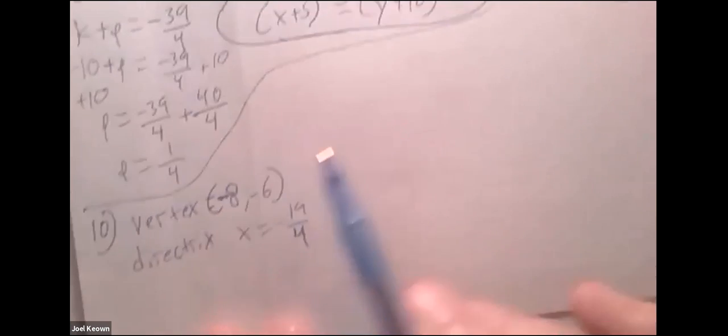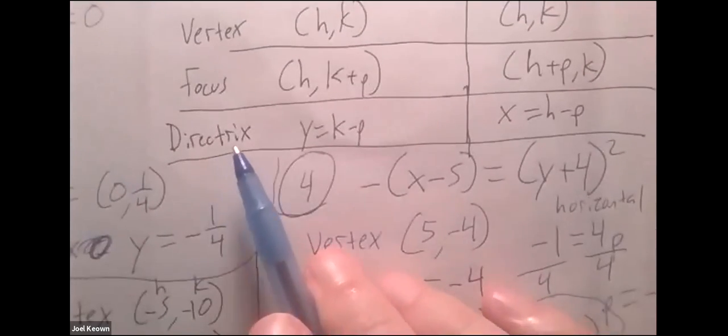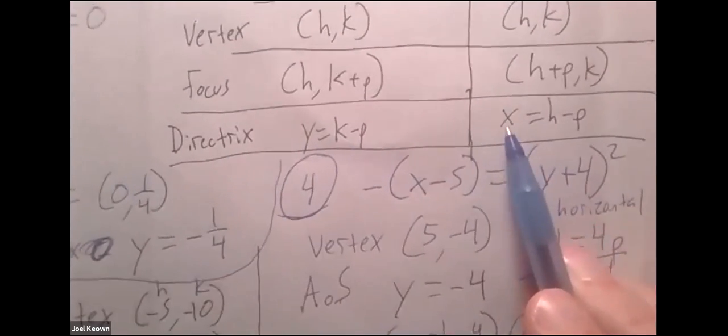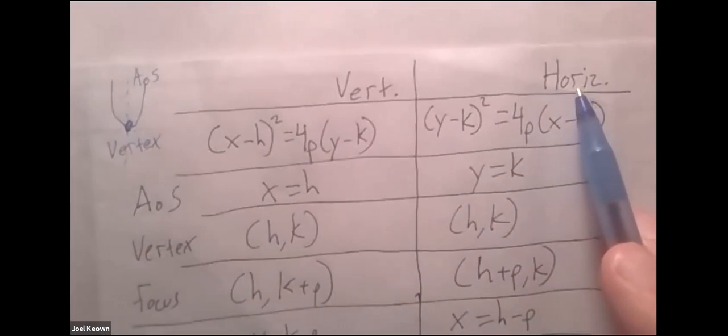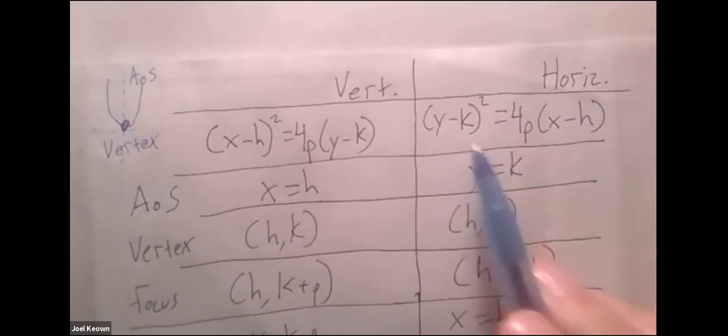So how do I figure out if this is vertical or horizontal? Well, the directrix says x equals. If my directrix says x equals, then it has to be horizontal. Okay, so this has to be horizontal. So I'm going to write this down. This is a form I'm plugging into.